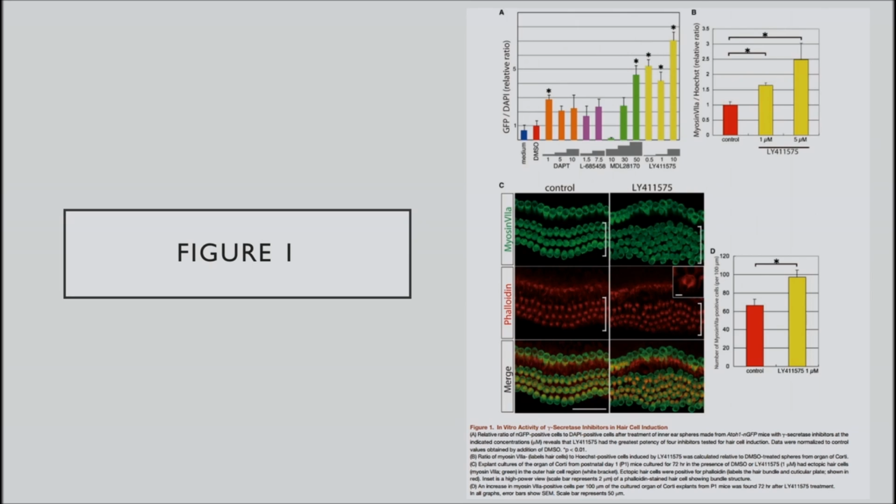Part B of Figure 1 confirmed the gamma secretase inhibitor's efficacy. It saw an increase in myosin 7, which indicates hair cell growth in gamma secretase inhibitor-treated inner ear spheres. Part C of Figure 1 is a visualization of hair cell growth with the gamma secretase inhibitor. Part D shows that it works on both outer hair cells and inner hair cells.